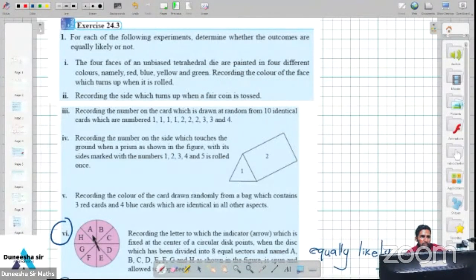What is the first one? For each of the following experiments, determine whether the outcomes are equally likely or not. The four faces of an unbiased tetrahedral die are painted in four different colors, namely red, blue, yellow, and green. Record the color of the face which turns up when it is rolled. Is it an equally likely event? What is the answer? Equally likely. Yes, sir. Yes, it's equally likely.